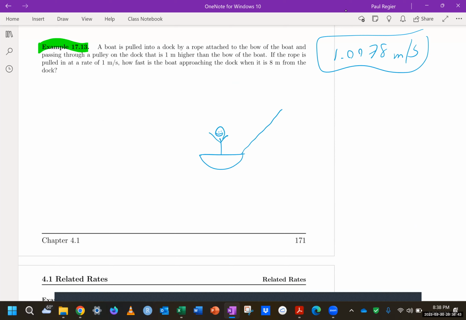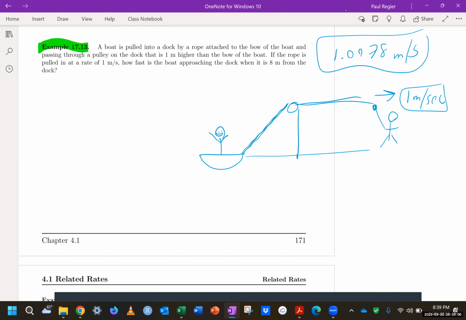We've got a guy in a boat. It's being pulled by this pulley, and there's another guy here pulling on the rope at a rate of 1 meter per second. So that 1 meter per second is also the change of this distance. First I got h1 from 1 meter here, that's y, and 8 meters here, that's x. So I took the square root of 1 squared plus 8 squared, which equals square root of 65. That's what my h is.